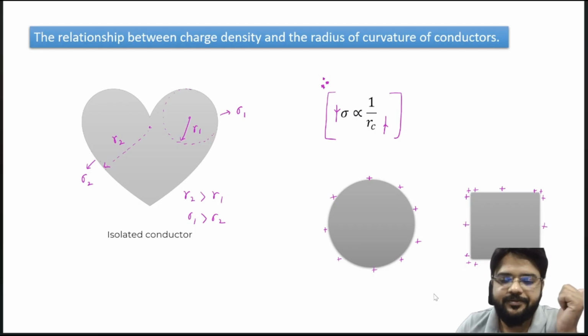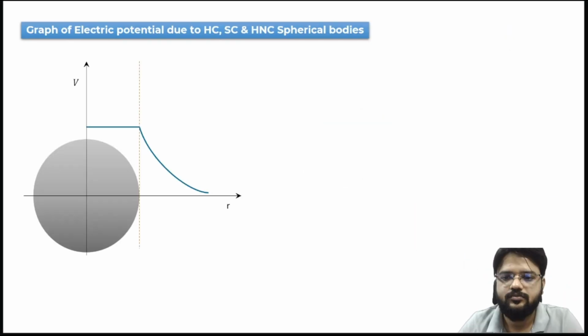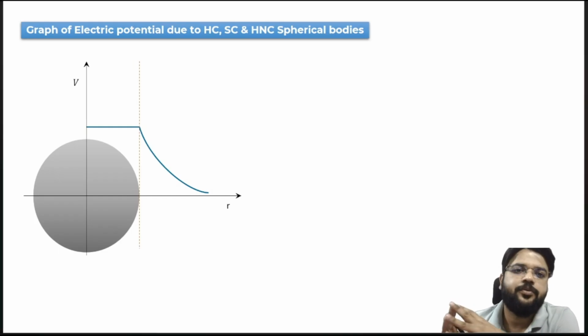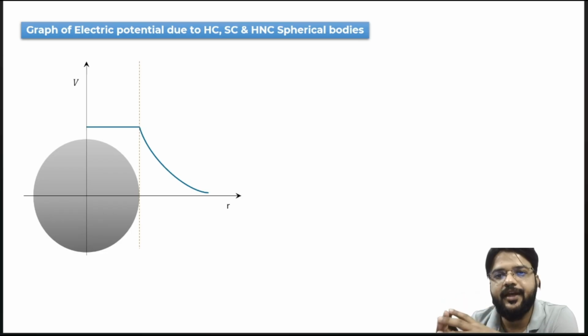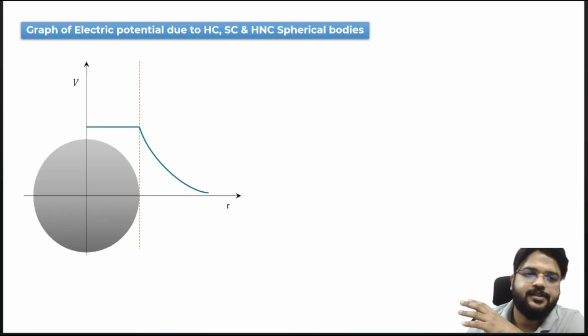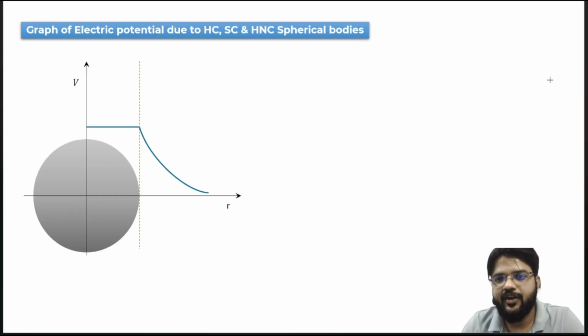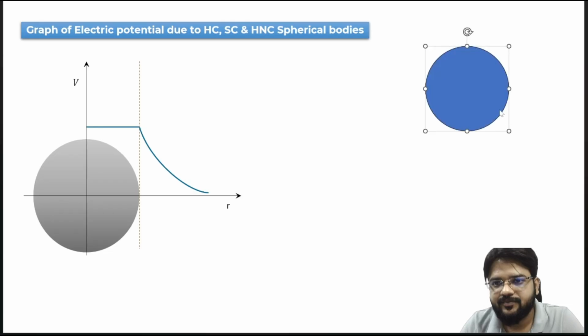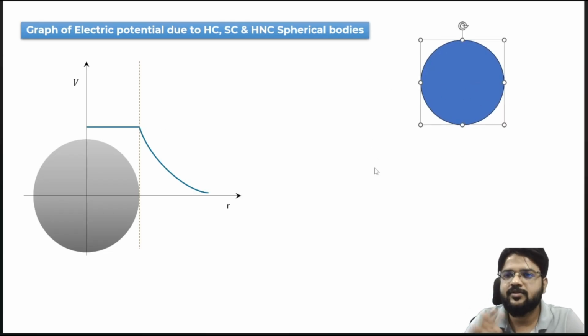Alright, note down, everyone. Let's see the next topic, everyone. Graph of electric potential due to hollow conducting, solid conducting and hollow non-conducting spherical bodies. If you see the electric field versus distance graph for all these three cases, it is the same, everyone. This thing we know.